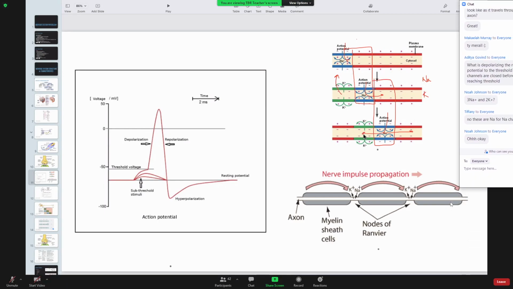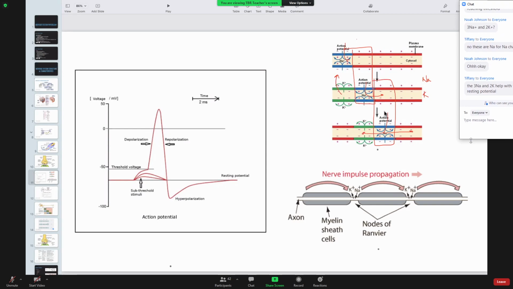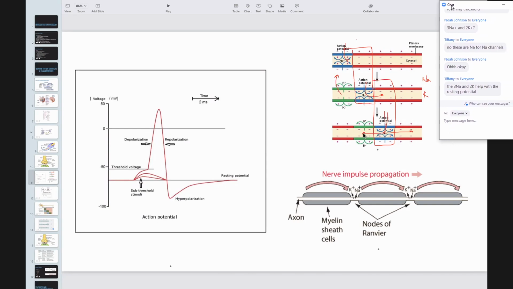And what this does is give directionality. Even though these ions are flowing in and diffusing to the left and to the right, the ones that diffuse to the left aren't going to trigger any action potential, because we're going to have a refractory period there. That area of the membrane isn't going to be able to respond to that stimulus.